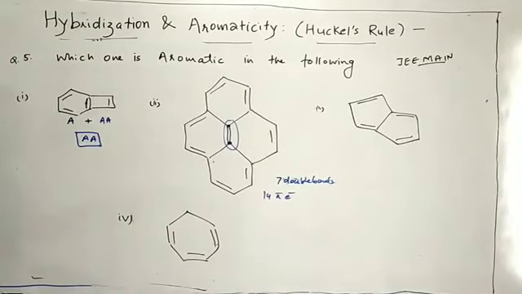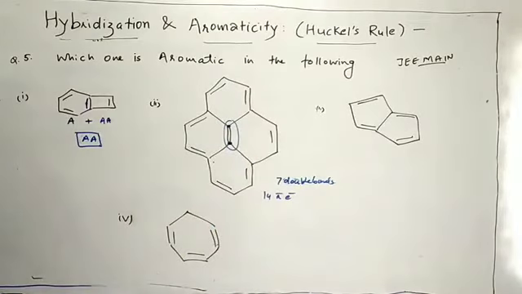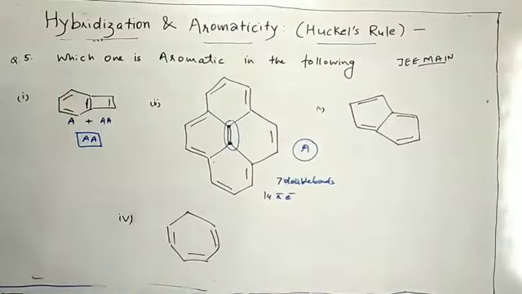So first condition is cyclic, second is planar. To make such a big molecule planar, this double bond plays a role. It does not get involved in resonance, so we will not count it. So we have only 14 pi electrons. 14 pi electrons means it is aromatic, because it follows the 4n plus 2 rule.